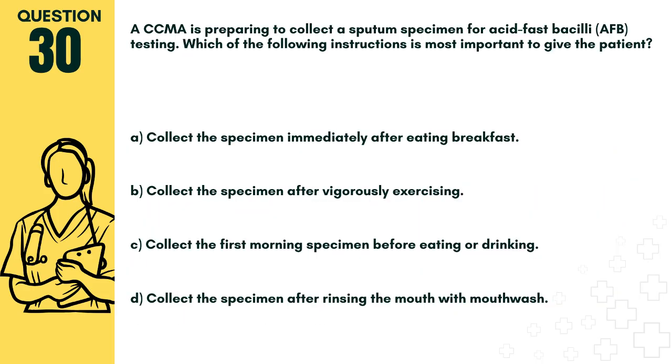Question 30. A CCMA is preparing to collect a sputum specimen for acid-fast bacilli, AFB, testing. Which of the following instructions is most important to give the patient? A. Collect the specimen immediately after eating breakfast. B. Collect the specimen after vigorously exercising. C. Collect the first morning specimen before eating or drinking. D. Collect the specimen after rinsing the mouth with mouthwash.